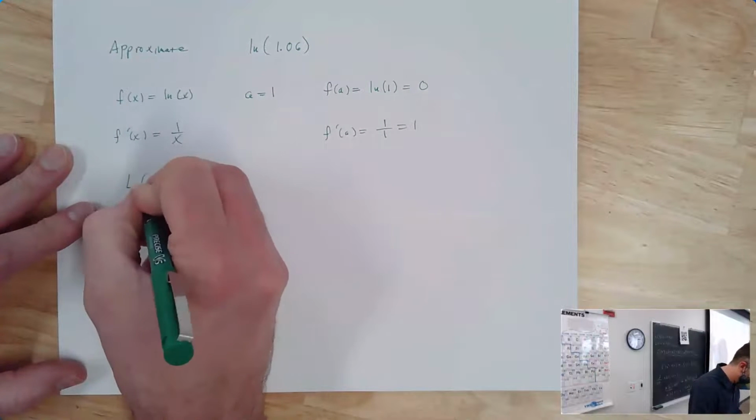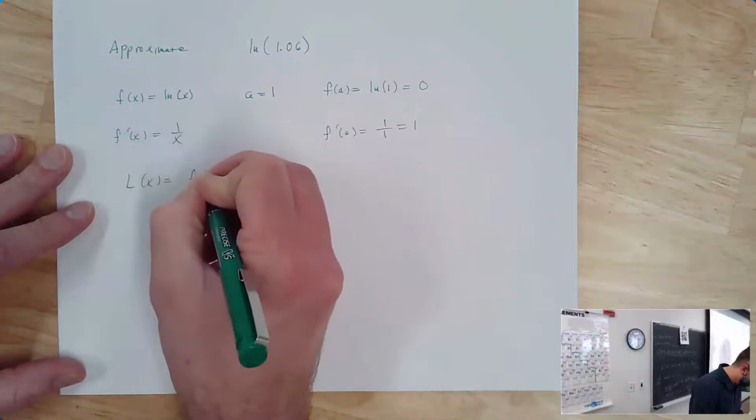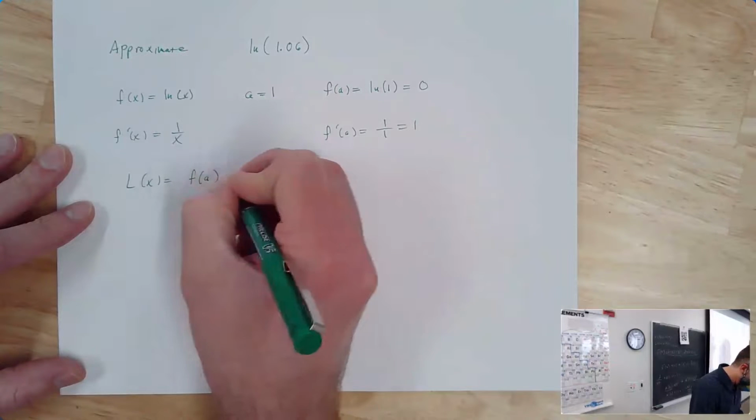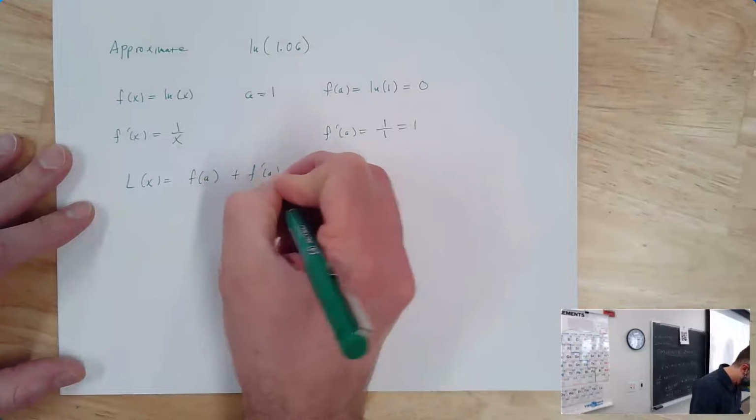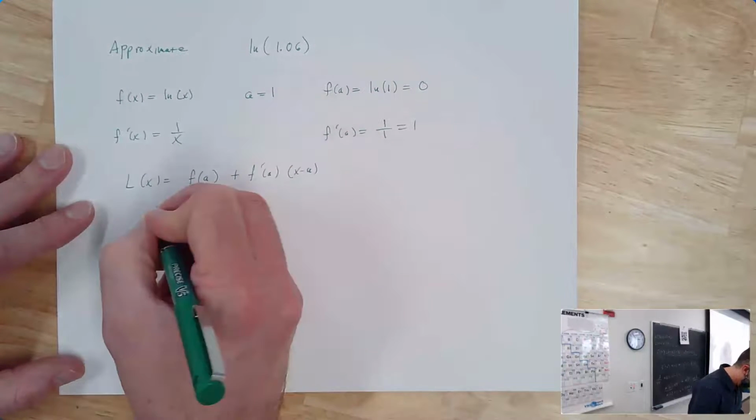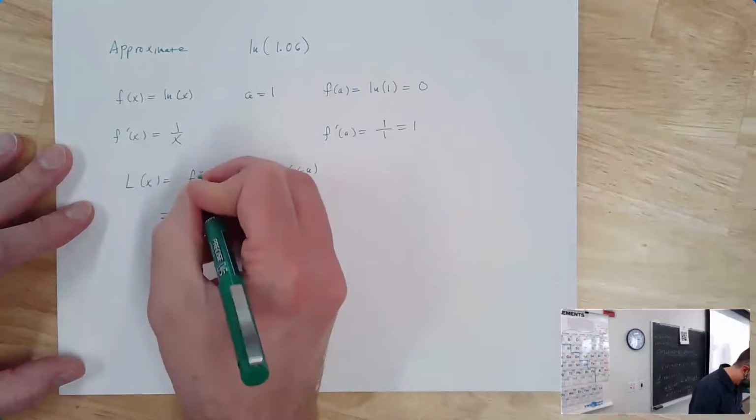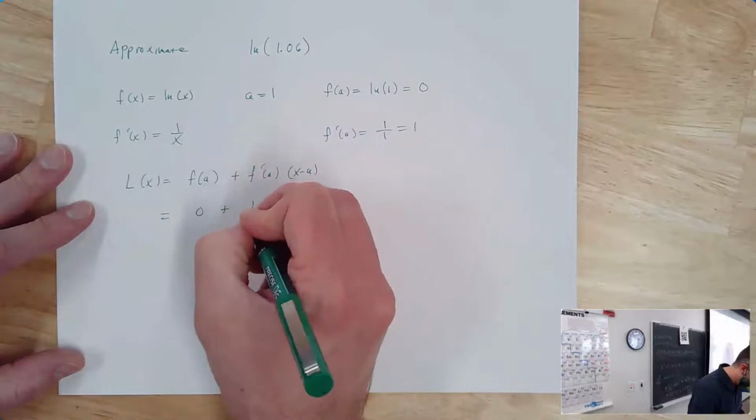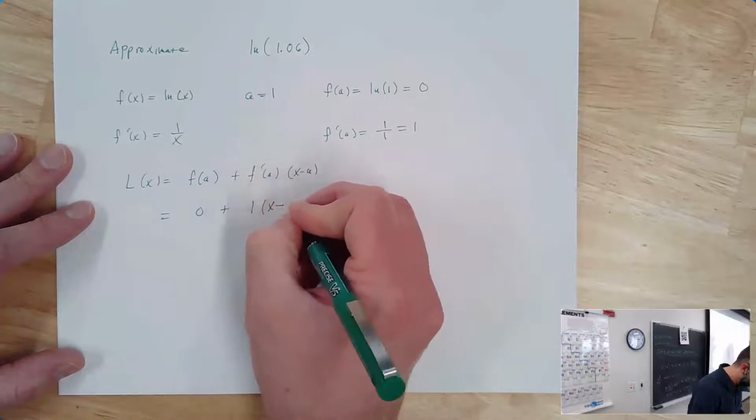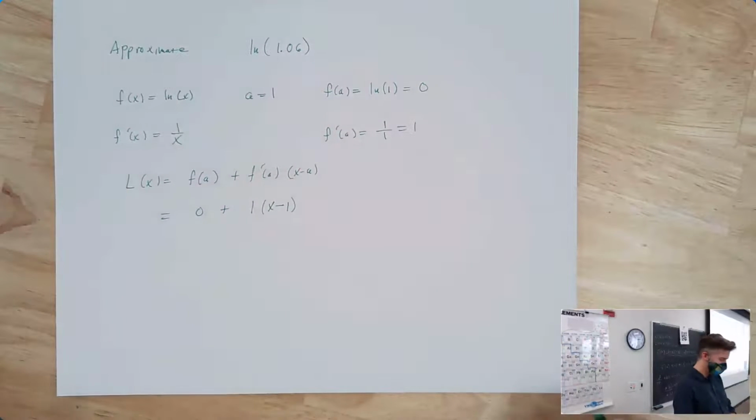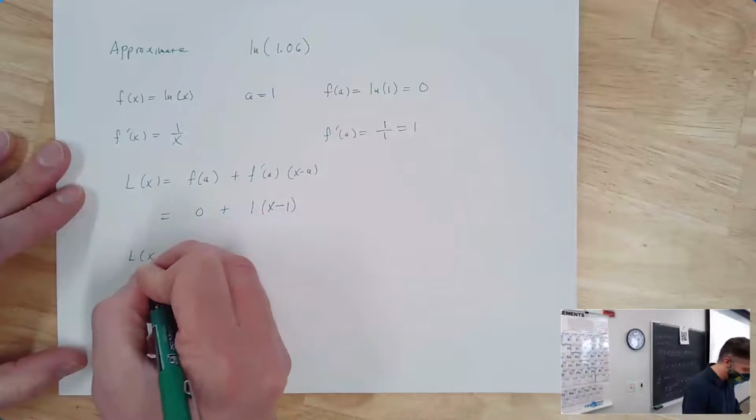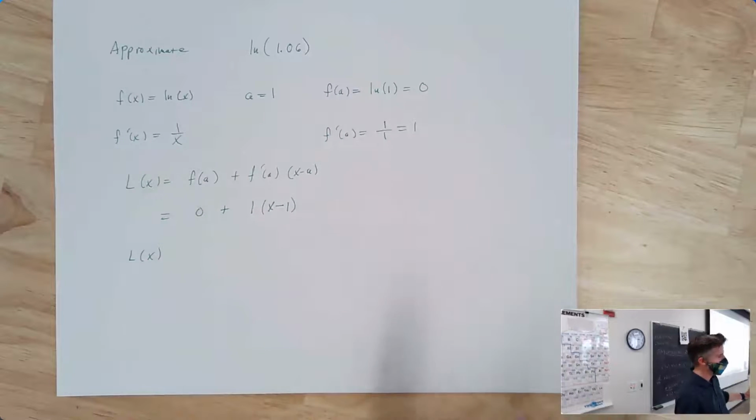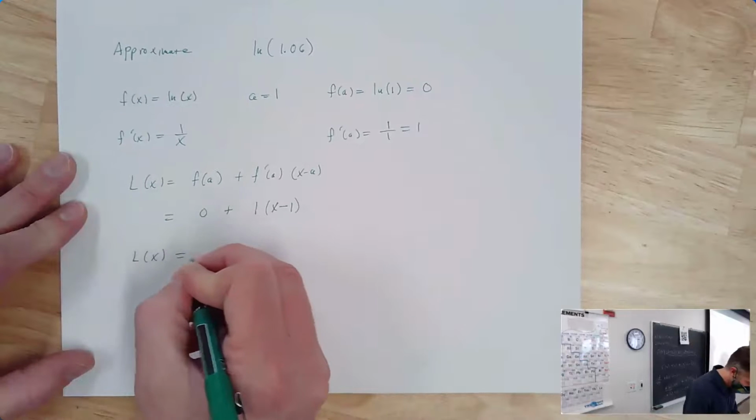Our linearization, which is f of a plus f prime of a times x minus a, is going to be f of a, which we found to be 0, plus 1 times x minus 1. So our linearization, okay, we can simplify this one. It's not a crime to simplify this one. Our linearization is just x minus 1.